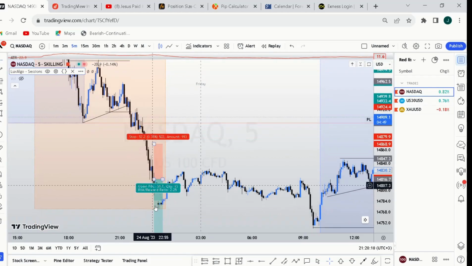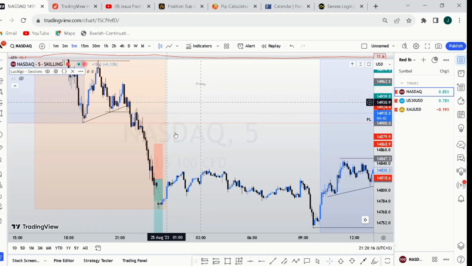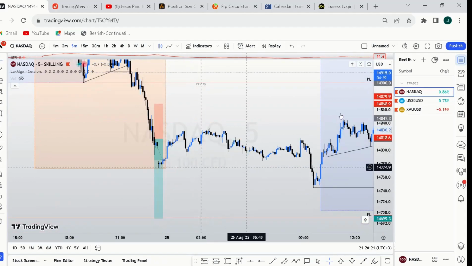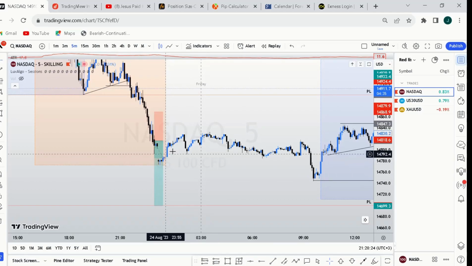It kept on going down, and when I was checking my time, this was almost the end of the New York session. So I was like, okay, I've got to take this trade and hold and see if the New York session closes while I'm still in this trade. I'm going to close, man.